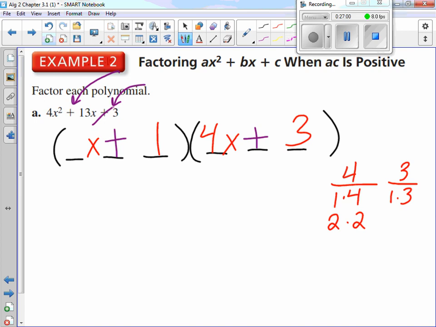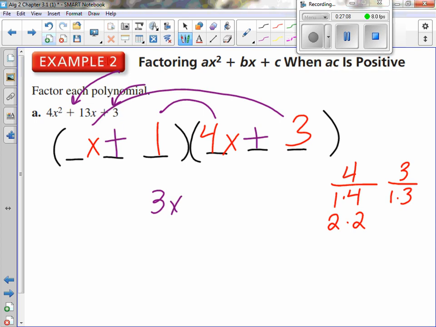So let's multiply, because we're going to do these 2 times these 2. X times 3 is, 4x is, that what we wanted? No. So I'm going to try flipping it. I just flipped it.